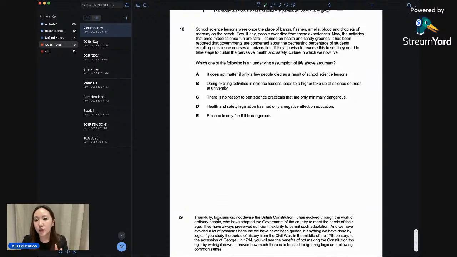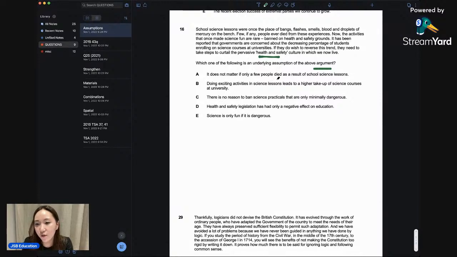So let's summarize that and make that really clear to ourselves in our heads. The conclusion is that we want to reverse this trend and get more people into science courses. The reasoning for that is, in order to do that, we need to get rid of this health and safety culture. And the reasoning for that is, well, that's the assumption that we're looking for. So without looking at the answers, it's got to be something to do with how this has a direct link in stopping people from wanting to take up science. So we'll go through and eliminate confidently.